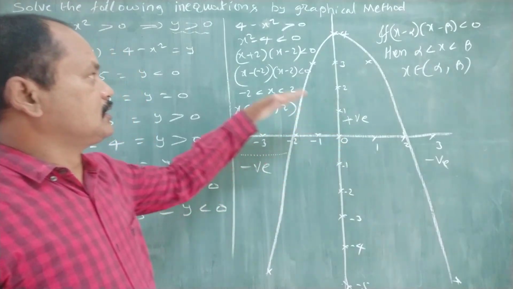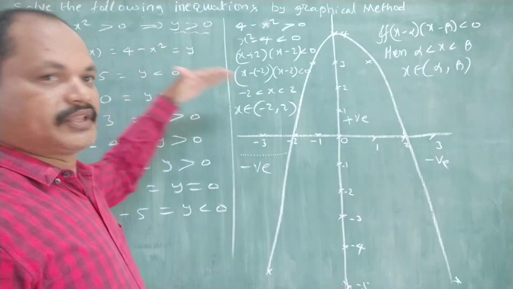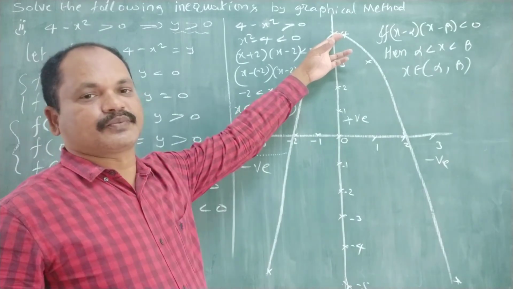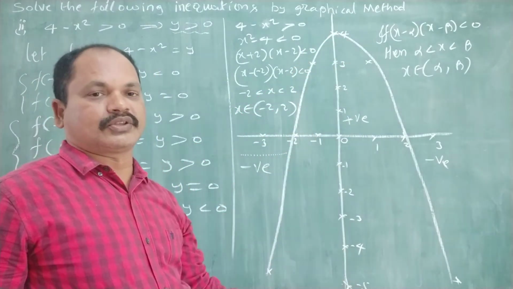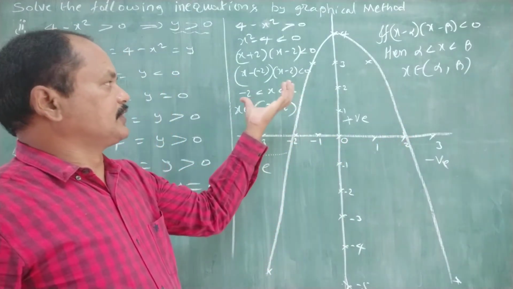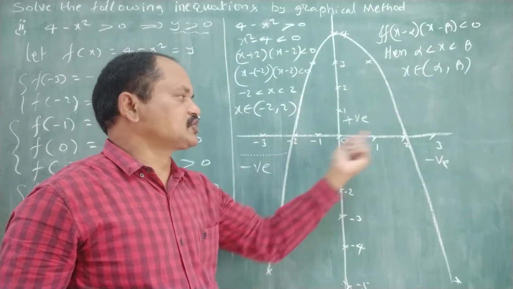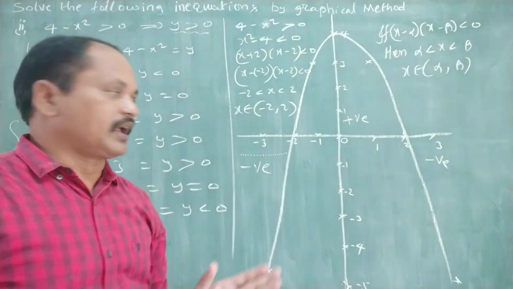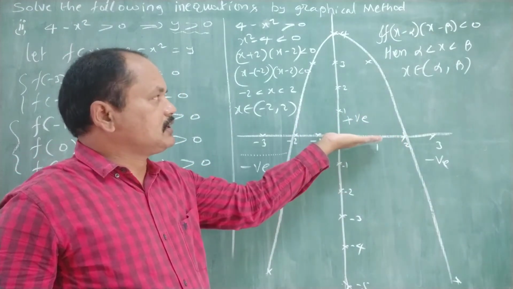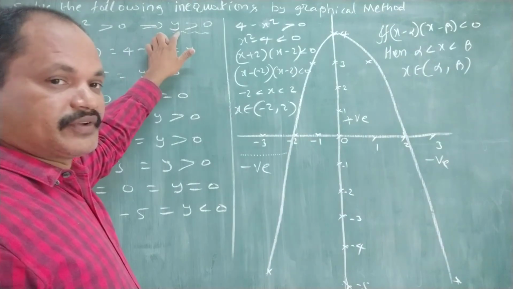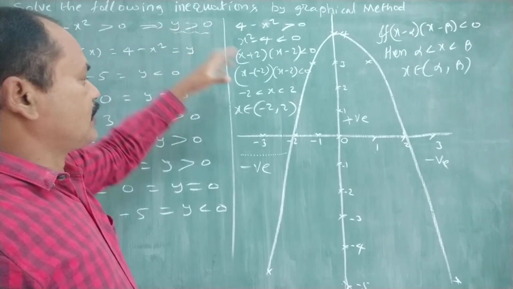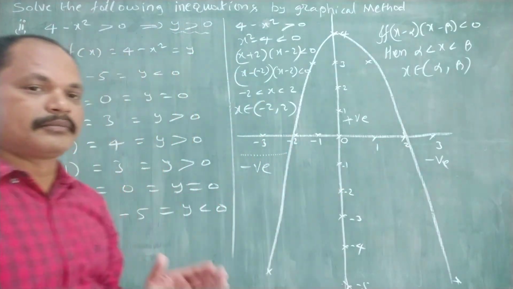Here the coefficient of x square is negative, then the graph is downwards. Its maximum value is 4. Minimum value, we don't know that. But in between, the value of x lies within the interval minus 2 and 2, excluding minus 2 and excluding 2, it lies between them. From the given expression, the inequation part means the given expression is positive. The values lie within the interval minus 2 to 2.